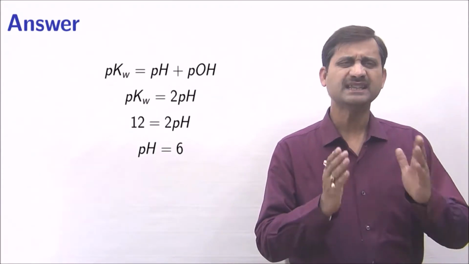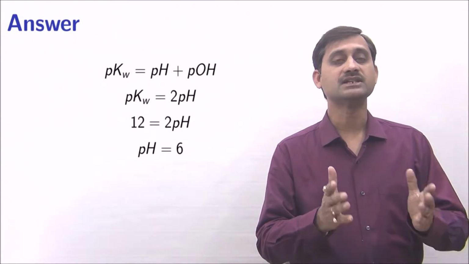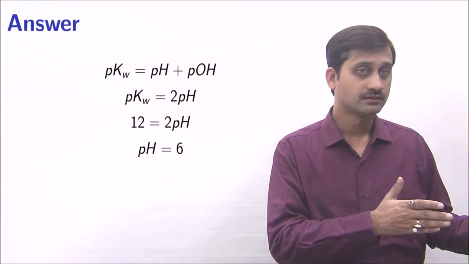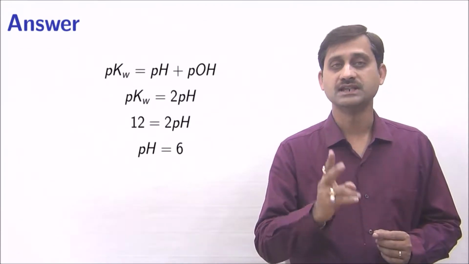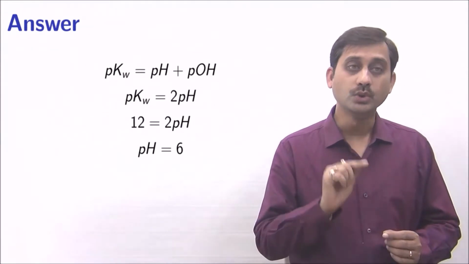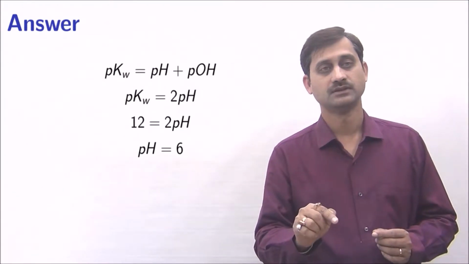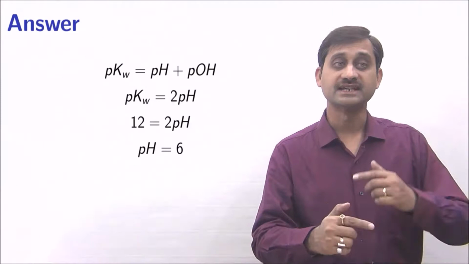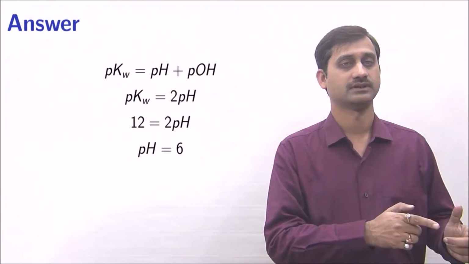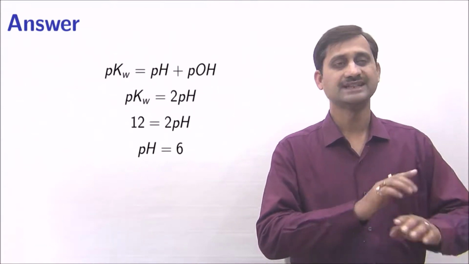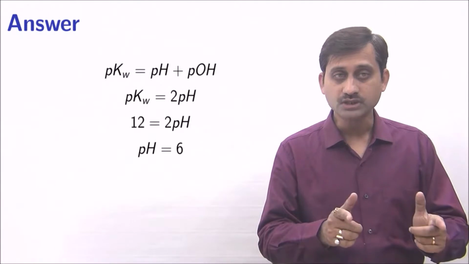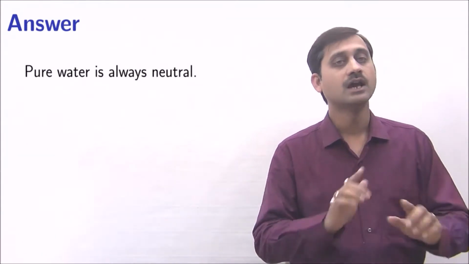Now, you might be tempted to say that pH is less than 7. Hence, it should be acidic. But here are two things that you must remember. pH 7 is neutral only at 298 Kelvin. Here, the temperature is greater than that, so the neutral pH will be different. Further, the question clearly states that it is pure water, and pure water is always neutral.